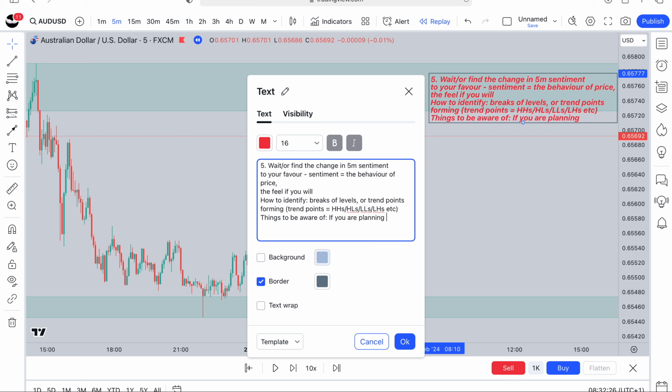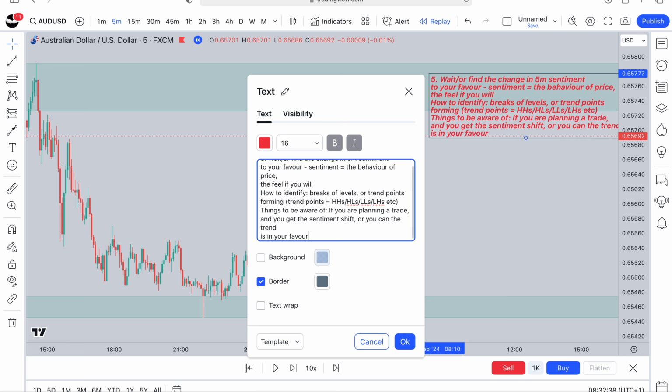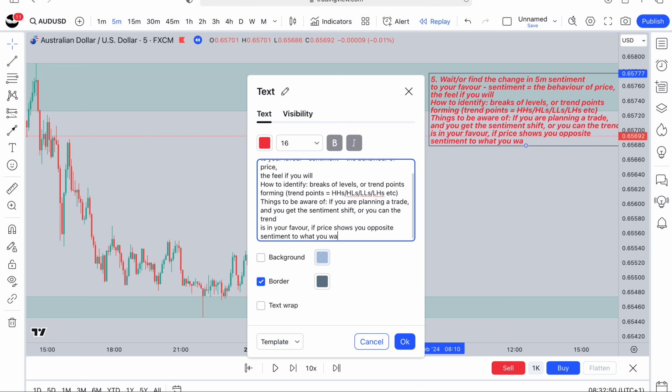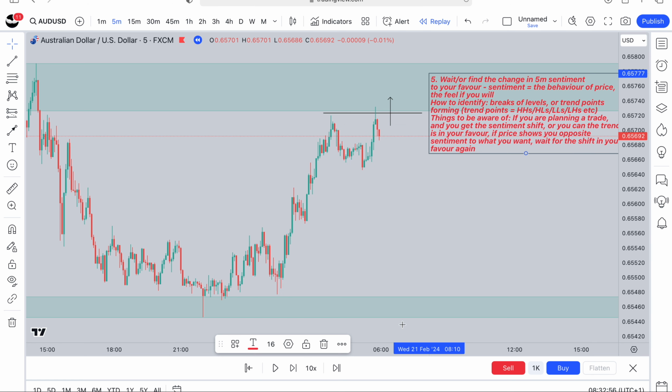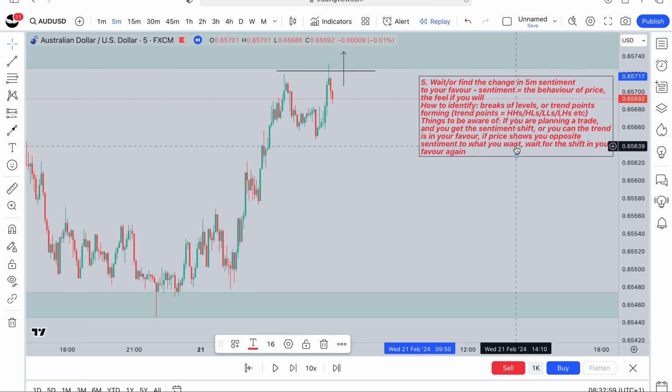If you are planning a trade and you get the sentiment shift that you want, or you can see that the trend is in your favor, but then price shows you opposite sentiment to what you want, wait for the shift in your favor again. Okay, does that make sense? So if you're planning a trade in this manner, and you can see the sentiment shift, you're good to go, but then price starts to break above levels, then you know that the sentiment is against you.